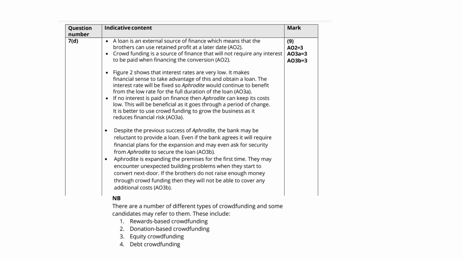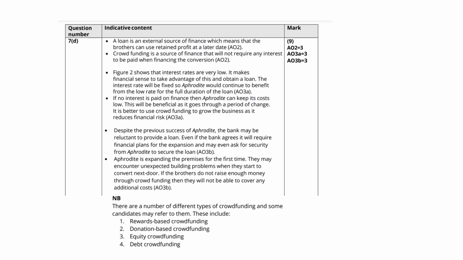However, despite the previous success of Aphrodite, the bank may be reluctant to provide a loan. Even if the bank agrees, it will require financial plans for the expansion and may even ask for security from Aphrodite to secure the loan. On the other hand, Aphrodite is expanding the premises for the first time. They may encounter unexpected building problems when they start to convert next door. If the brothers do not raise enough money through crowdfunding, then they will not be able to cover any additional costs.